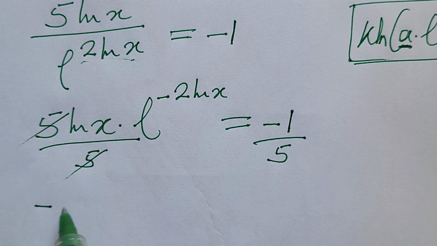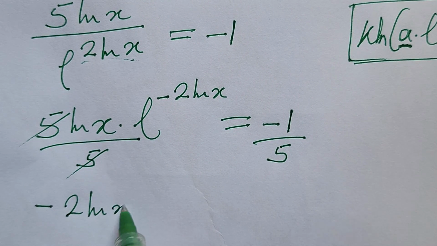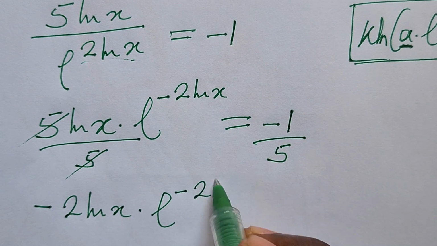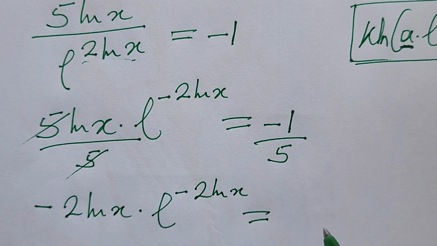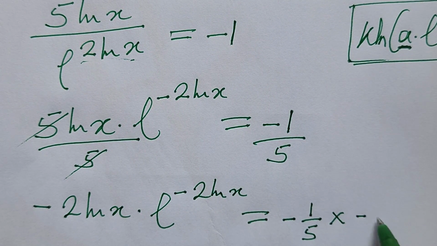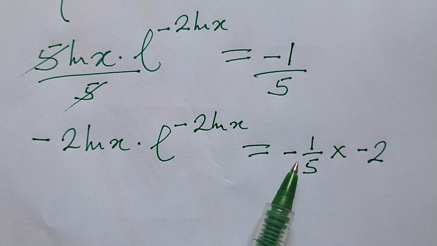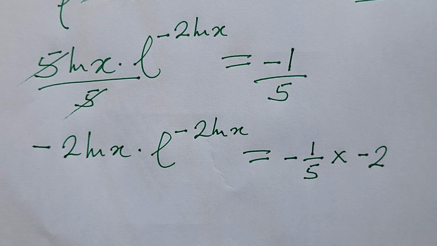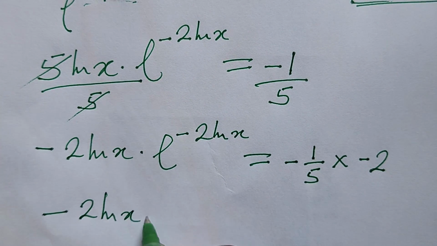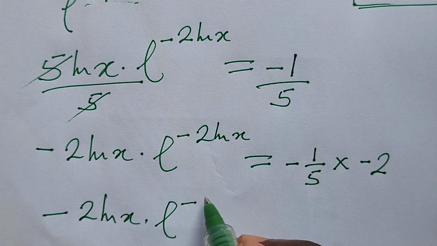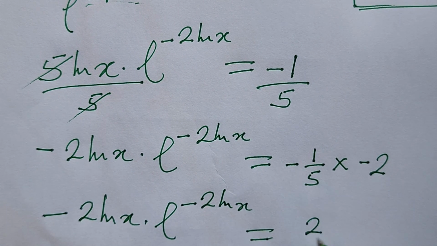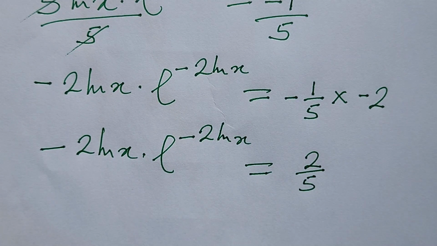So this will give us minus 2 ln of x times e to the power of minus 2 ln of x. This is equal to minus 1 all over 5 times minus 2. Of course, this minus goes with this minus, we all know that, right? So this now gives us minus 2 ln of x times e to the power of minus 2 ln of x equal to positive 2 all over 5.